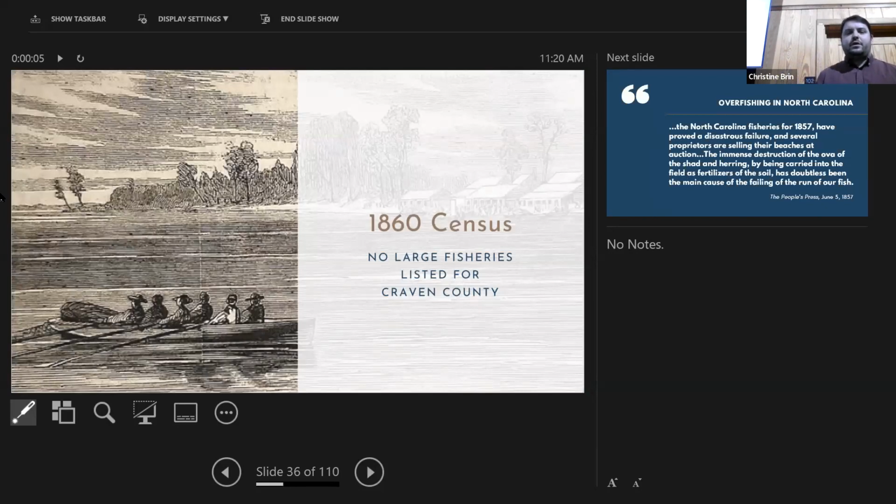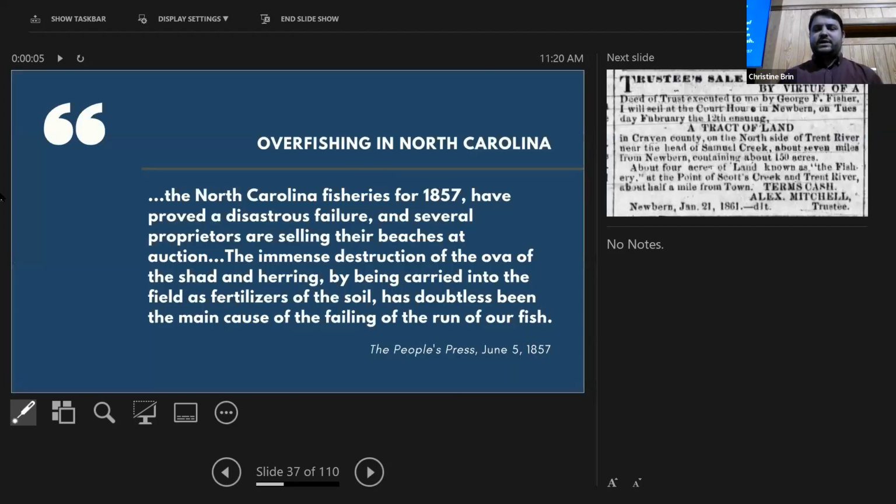1860, oddly enough, there's no large fisheries listed for Craven County. And I don't know exactly why that is. I haven't been able to figure that out. And it's kind of weird, but I'll get to that. There's a quote here that talks about in 1857, the North Carolina fisheries for 1857 have proved a disastrous failure, and several proprietors are selling their beaches at auction. The immense destruction of the ova of the shad and herring being carried into the field as fertilizers of the soil has doubtless been the main cause of the failing of the run of our fish.